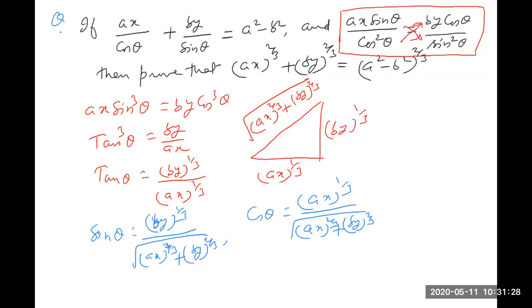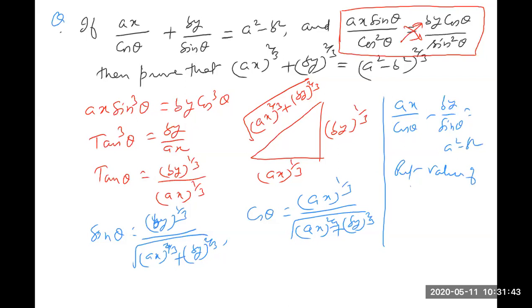Or what you can do, you can put these values. What is given? Ax upon cos theta minus by upon sin theta is equal to a square minus b square. Put the values of sin theta and cos theta in this expression and you will get the answer.